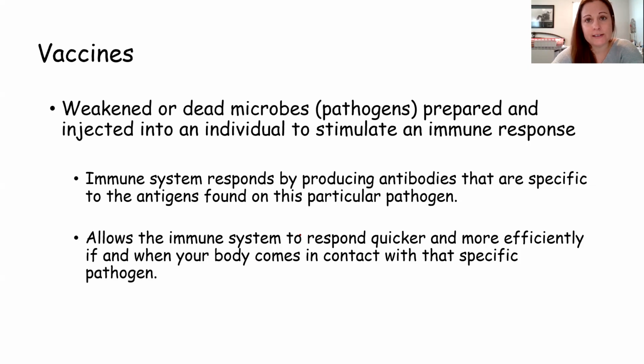Now, how this works is you have just a tiny bit, a little exposure to this microbe, and the immune system produces antibodies that are specific to the antigens on that pathogen. So the flu vaccine would only work against one certain type of flu with one certain particular antigen on its surface. So for example, flu B versus flu A, if you have a vaccine for flu B, it's not going to protect against the antigens on flu A. It allows your immune system to respond quicker and more efficiently than if your body came into contact with it without antibodies already present in your bloodstream.